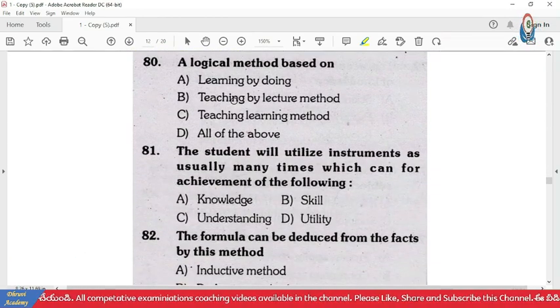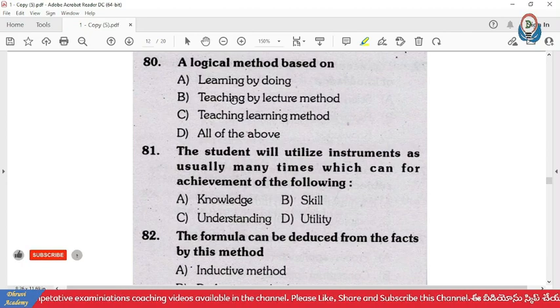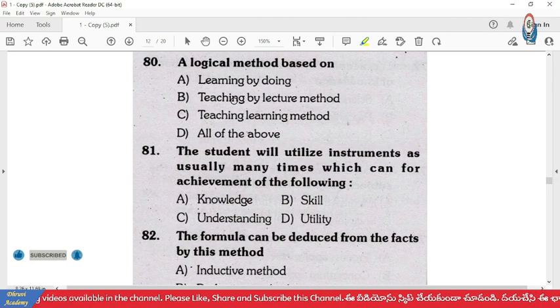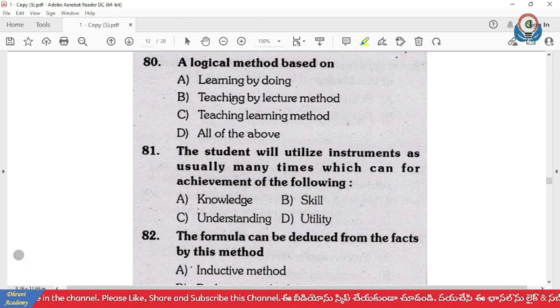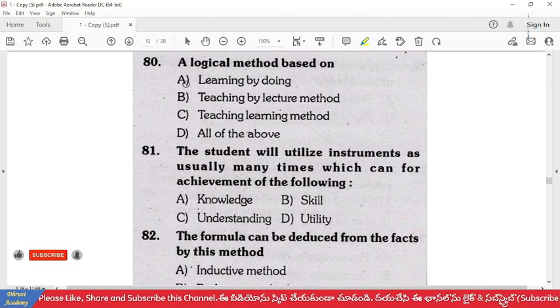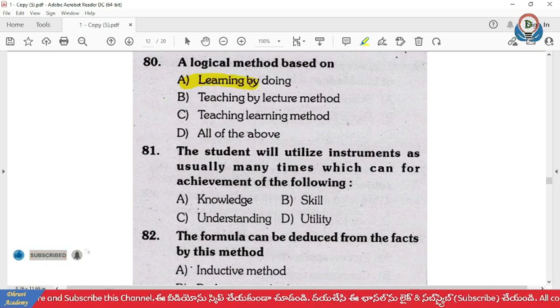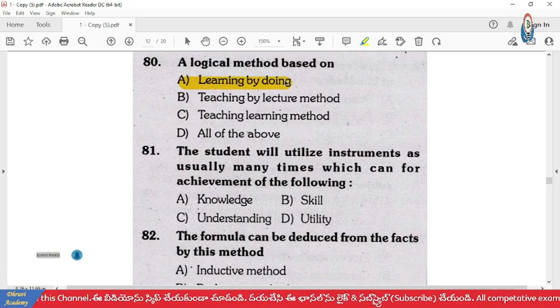A logical method based on A. Learning by doing. B. It's a teaching by lecture method. C. Teaching learning method. D. All the above. They're saying a logical method based on learning by doing. This is the logical method, learning by doing.